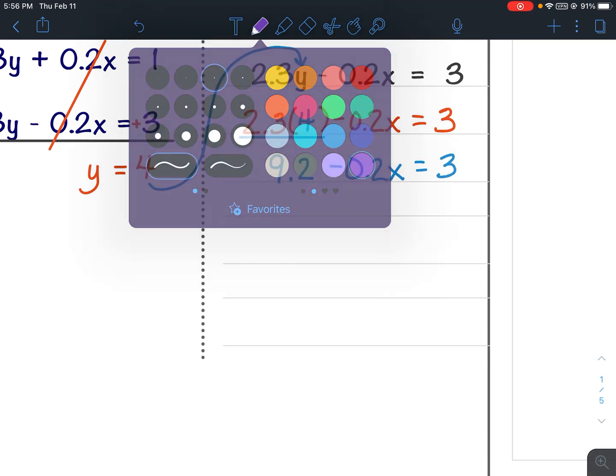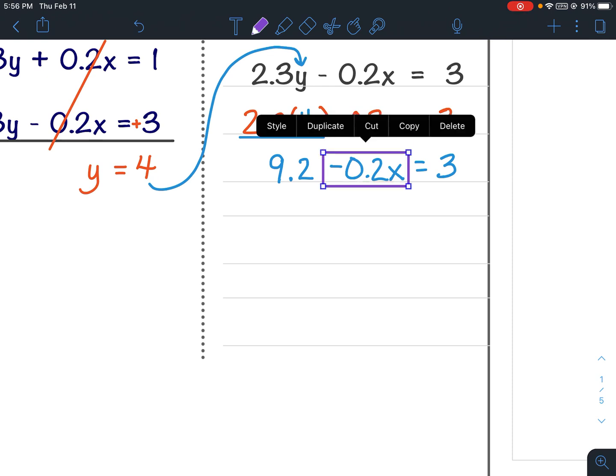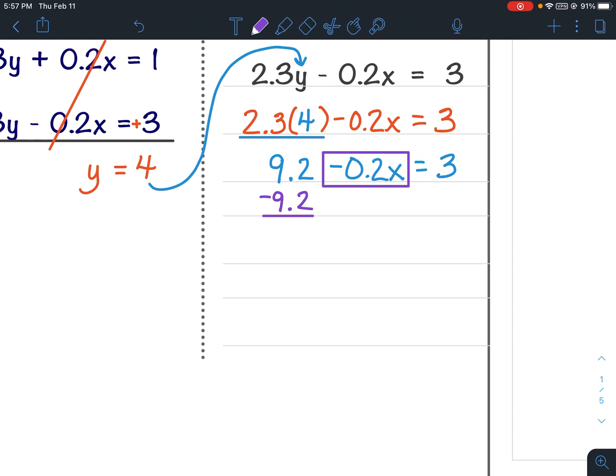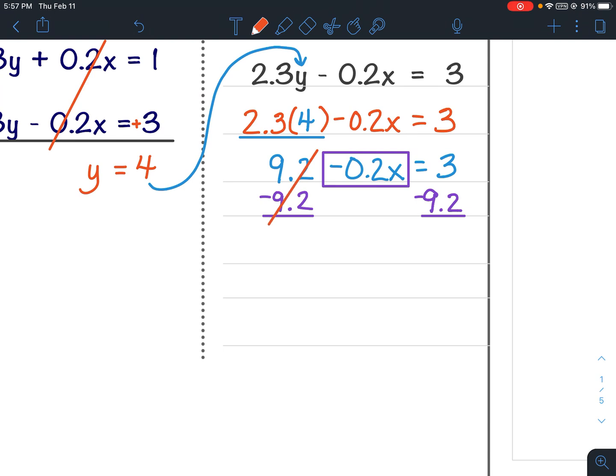Now you have a two-step equation. Box your variable term. First step would be to get rid of the number outside of the box, which is the 9.2. Since it's positive, the inverse would be to make it negative, or in other words, subtract 9.2 from both sides. So I'm going to have negative 0.2x equals, and that's where I'm going to stop.